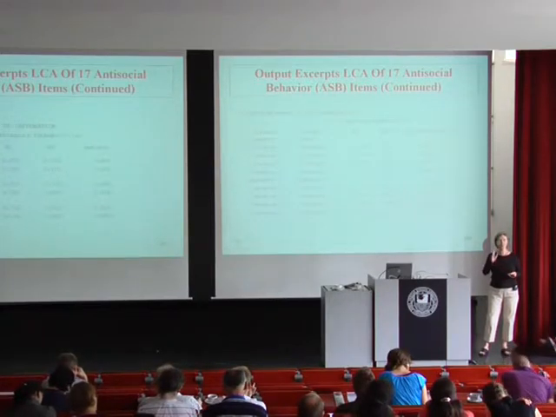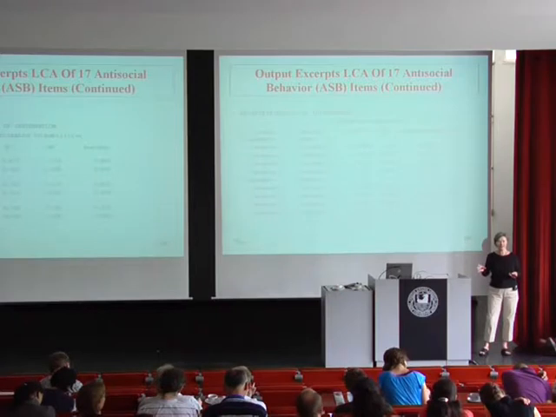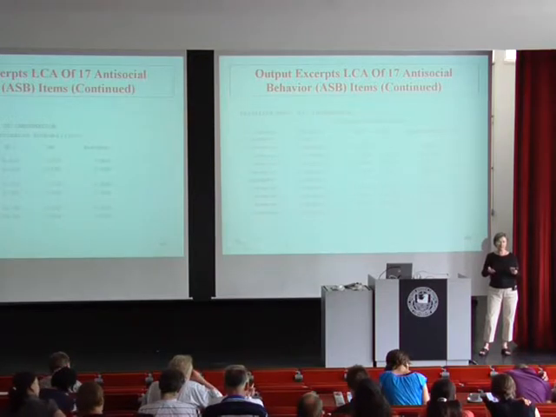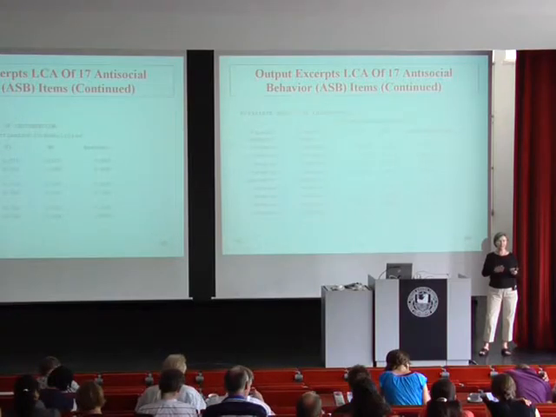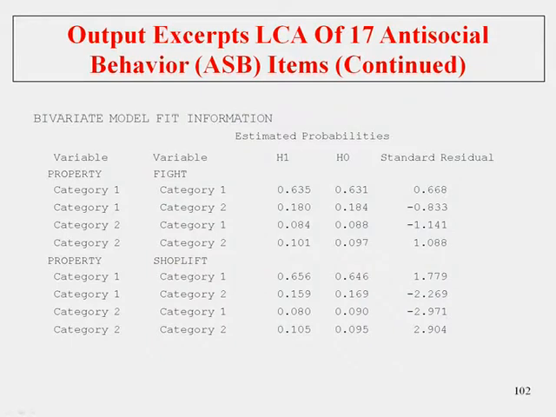So the two things that you can do to get around these large residuals are, one, add more classes to take care of these relationships that haven't been totally explained by the number of classes you have, or, if it's not a general problem, then add a residual correlation specific to, in this case, the property and shoplift variables. So Tech 10 is very useful.